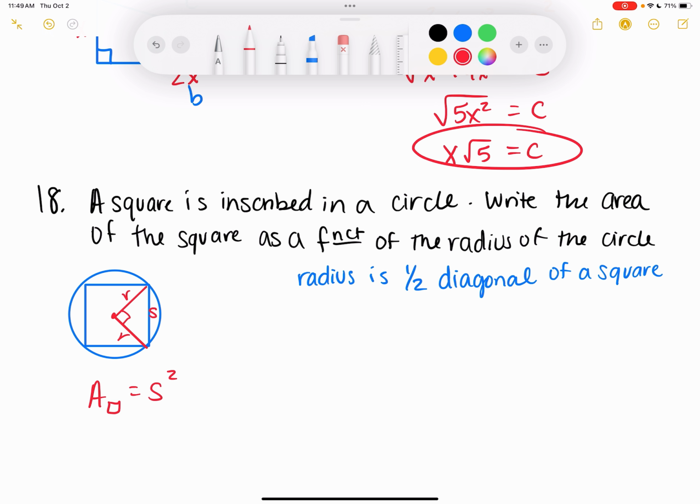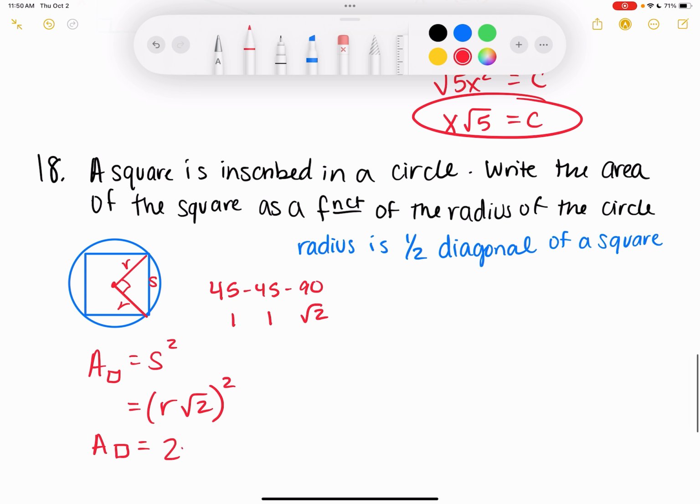All right. So this is a 45, 45, 90 triangle, meaning that it has side lengths of 1, 1, and root 2. Obviously, we've got R's in there, so we'd essentially be putting an R on each one of them. So S would be R times the square root of 2, and S squared is the area of the square. So the area of a square as a function of radius is 2R squared.